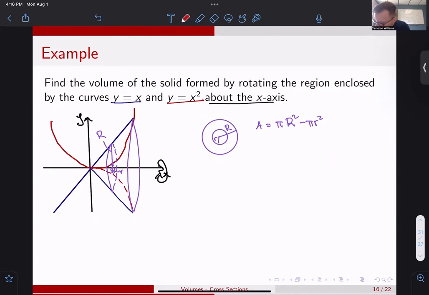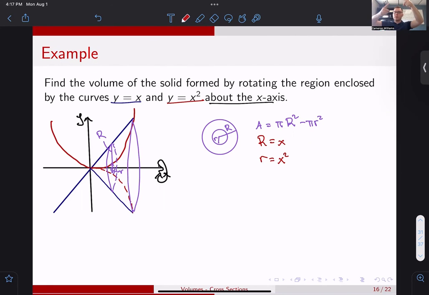Well, that's okay. So big R is the distance from the axis to the outer function. Well, that's just the y value of our outer function. Our outer function is y equals x. Our y value is just x. So big R equals x. Little r is the distance from the axis of rotation, which is the x-axis, to our inner function, which is y equals x squared. And it's the y value, so little r is x squared. And now here, I drew my cross section vertically.